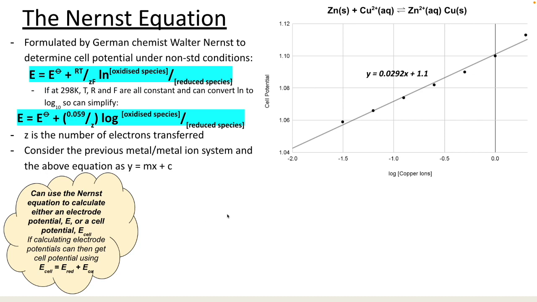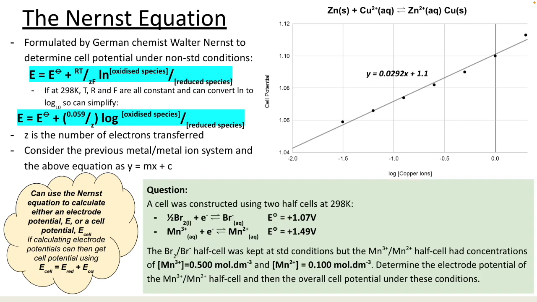Let's see if we can put all of that together now. Question: a cell was constructed using 2 half cells at 298 Kelvin. We've got a bromine species and a manganese species, and we have some reduction potentials there. The bromine-bromide half cell was kept at standard conditions, but our manganese ion half cell had concentrations of that, and accordingly determine the electrode potential of our manganese half cell and the overall cell potential under these conditions. So why don't you pause and give it a crack?